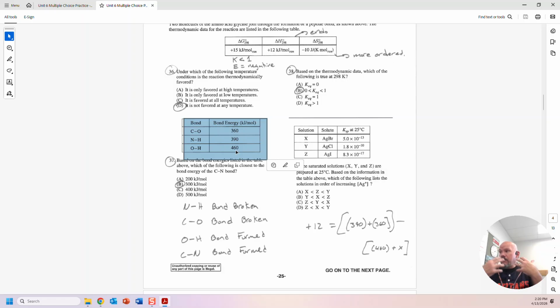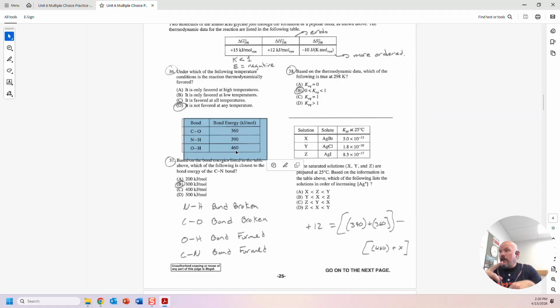You're always thinking products minus reactants, final minus initial. And that's what you should think. But you have to remember for bond energies, it's reactants minus products, bonds broken minus bonds formed. And that equation is not on your formula sheet. You've got to remember it.